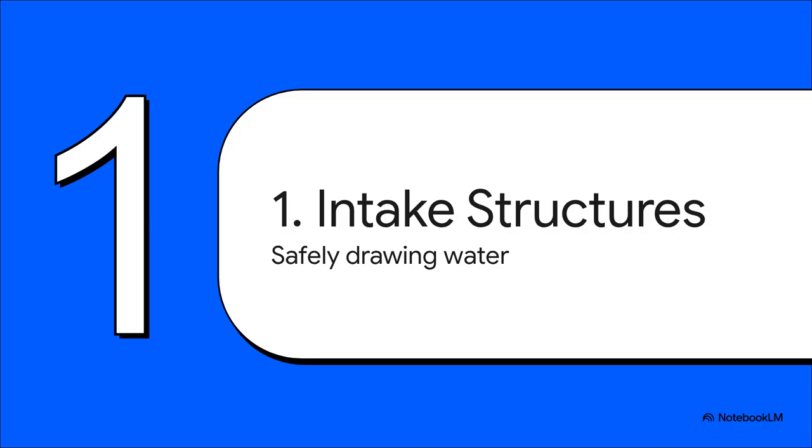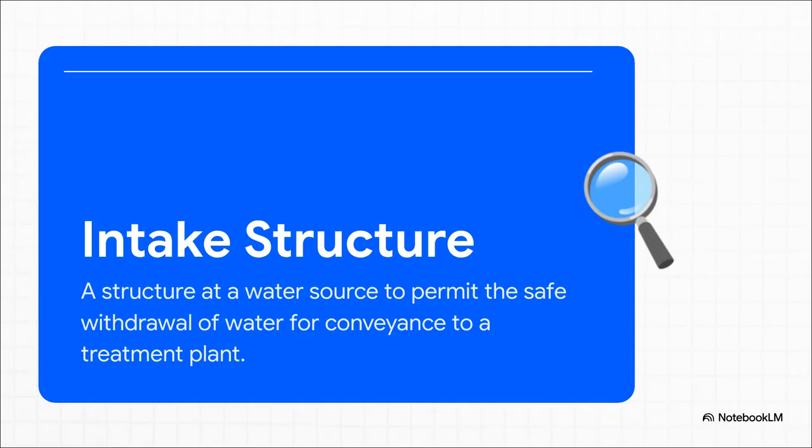Okay, first stop on our journey, the source. The very first challenge for any engineer is how do you get the water out of the river or lake safely? Well, that's where intake structures come in. So what is an intake structure? It's basically the gateway for the entire water supply system. Think of it like a bouncer at a club. Its main job is to let the clean water in and keep all the trouble, debris, fish, excessive silt out. It's a super important first step.